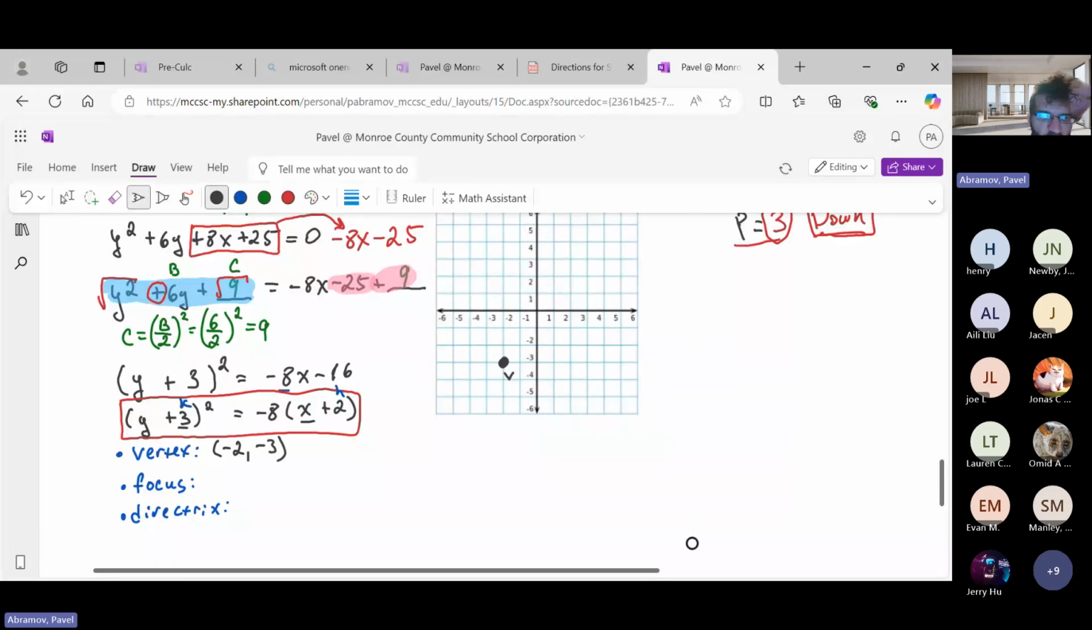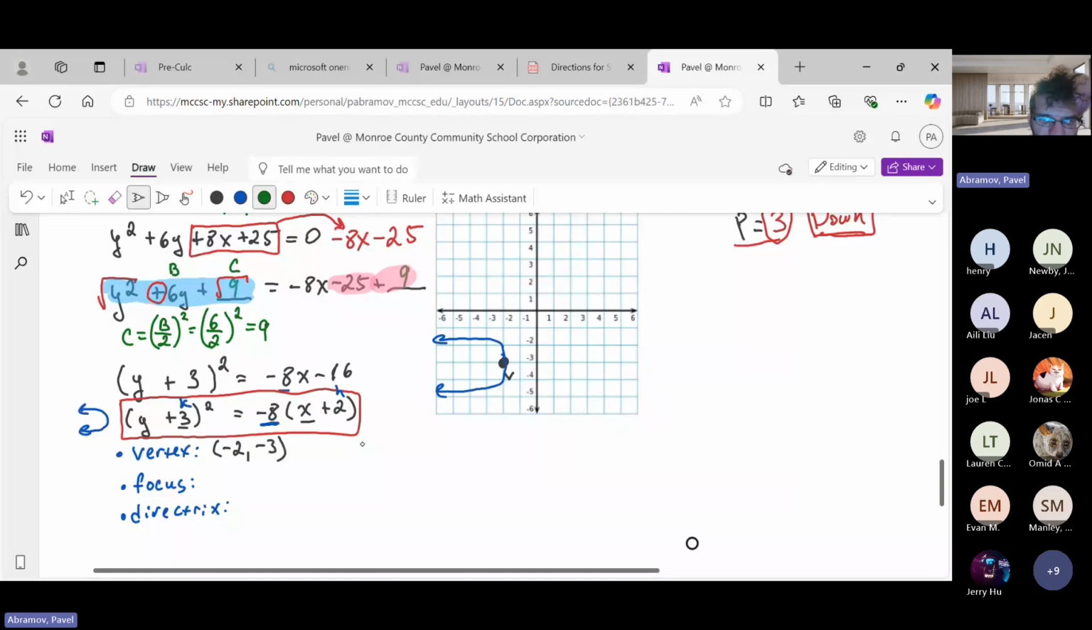Now, by looking at this form, we should know the direction the parabola opens. Since the y component is the one that's squared, it's opening horizontally. And since this number, the 8, is negative, it means that the parabola will open to the left. So from here, we know the parabola will open to the left. Now, that allows us to find our focus and directrix.